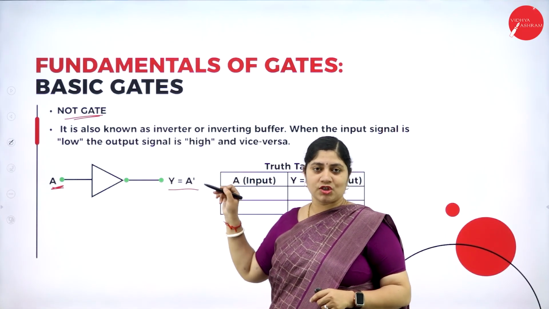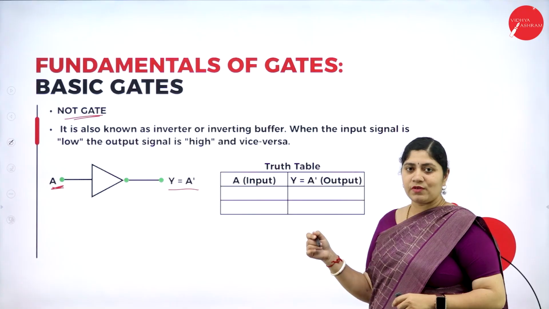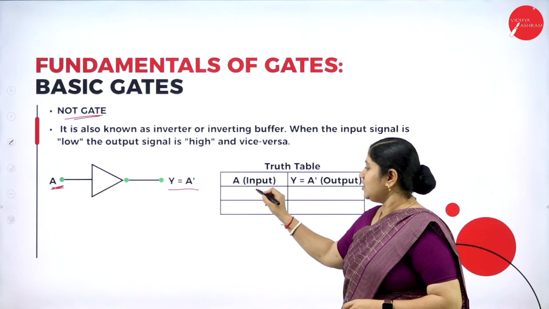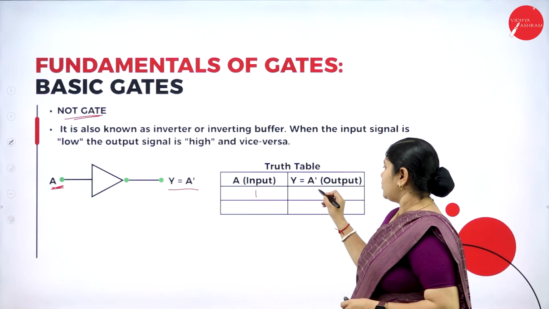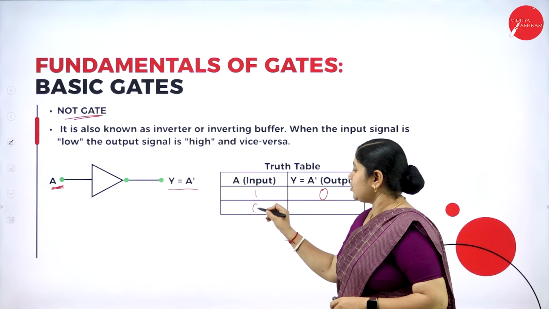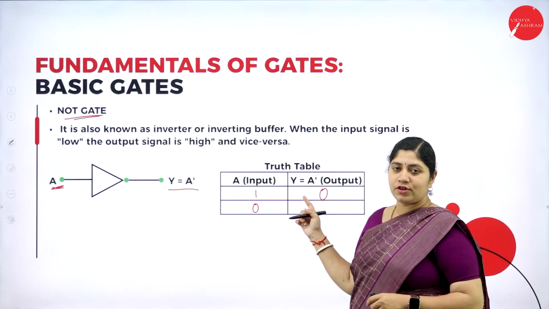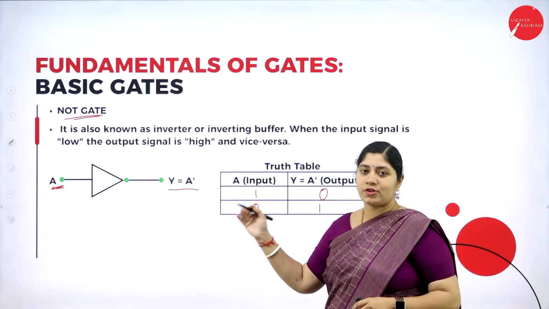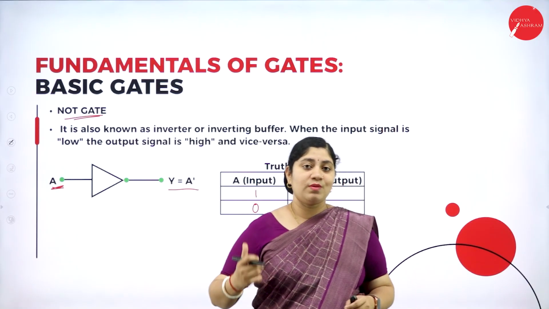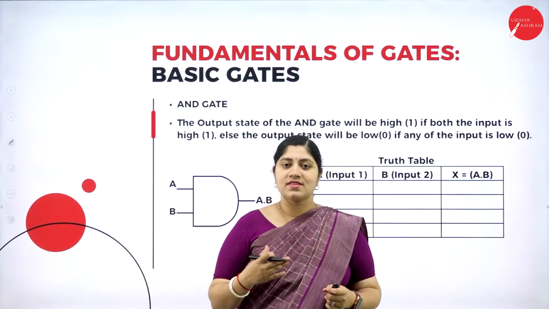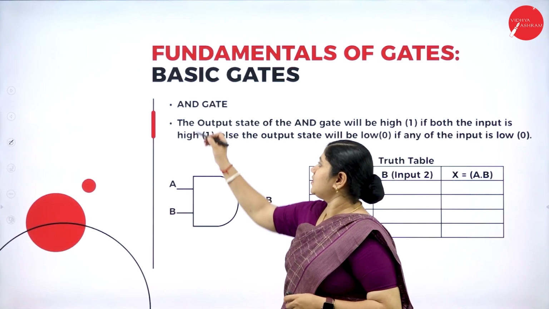The output is represented as A dash. So let's see a small truth table for this NOT gate. Whenever my input is 1, I'll get an inverted output, that is 0, and whenever the input A is 0, then the inverted output is 1. So this is nothing but a simple NOT gate, and this is one of the very important gates under basic gates. Up next, the second basic gate is the AND gate.